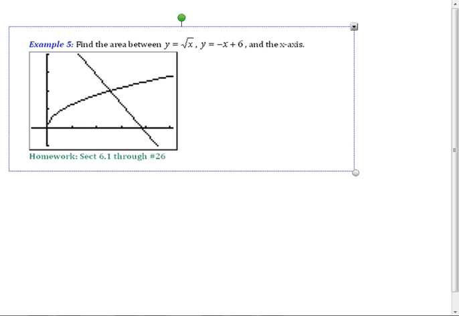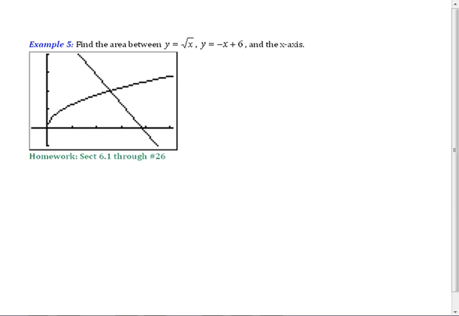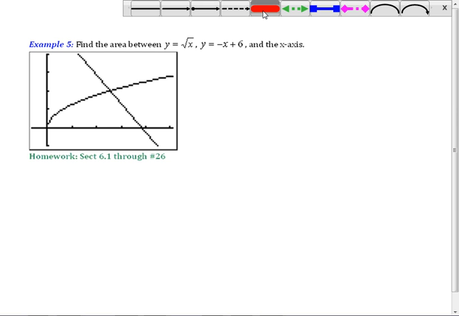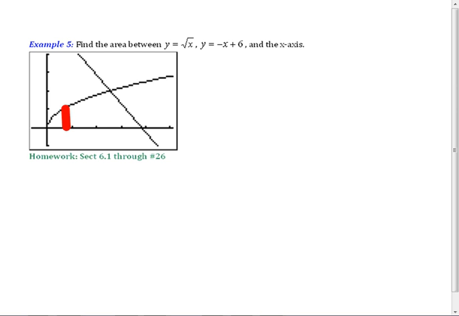Try that one. Now, what am I going to do with this one? Which way do you want to slice this? Now, if I do it vertically, I've got this one, and I've got that one. This is the curve minus 0. This is the line minus 0. Too much work.